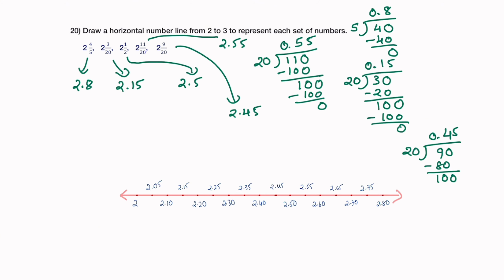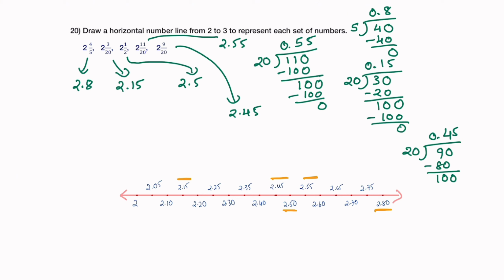So first one is 2.8 here. Where is our 2.8? This is 2.8. Then it's 2.15, which is here. 2.5 is here. Then 2.45 is here. And 2.55 is here.